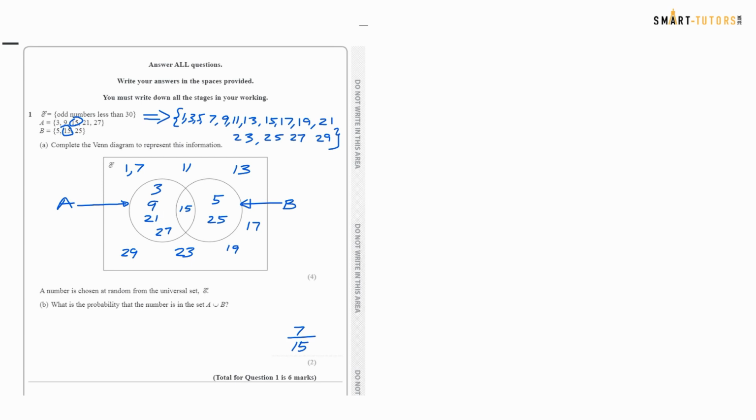In case they ask for A intersection B, it's only one number, so 1 out of 15. So in this question, the answer is 7 out of 15. That is a 6 mark question. That is our final answer.